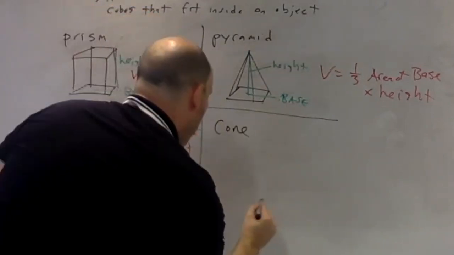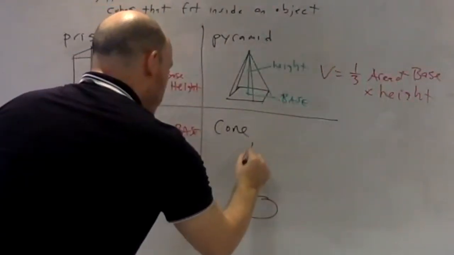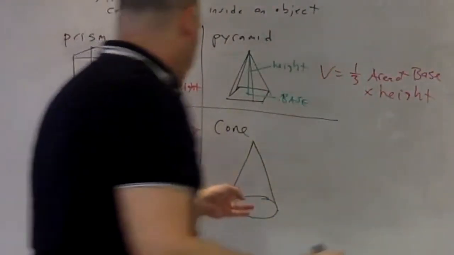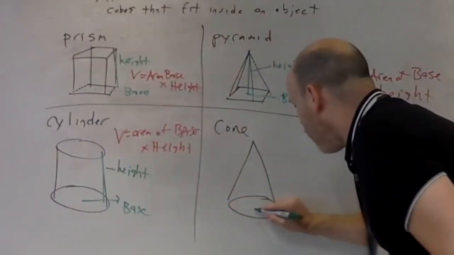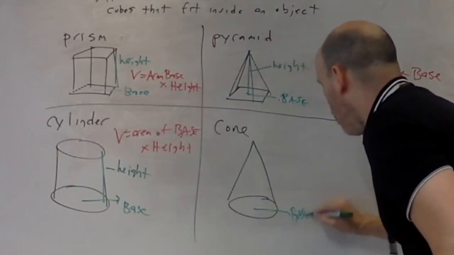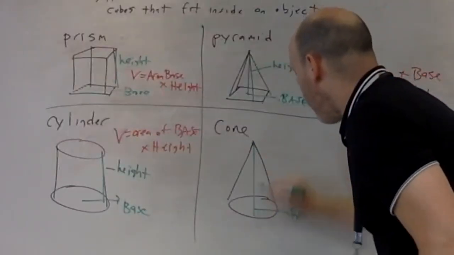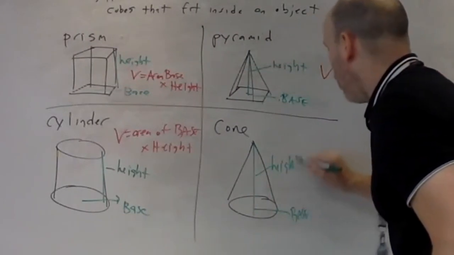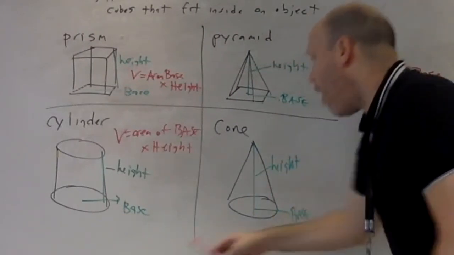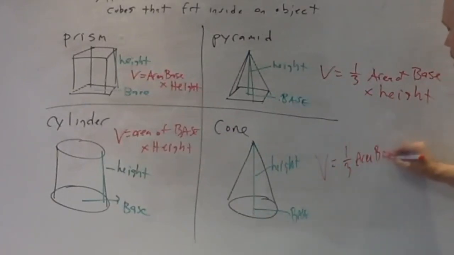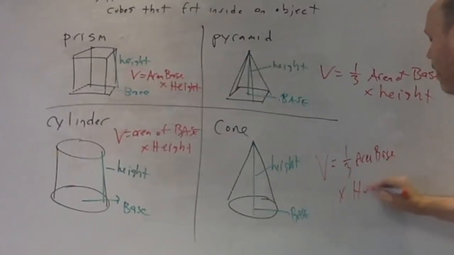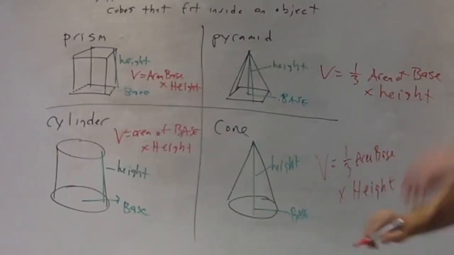Very straightforward. We have a circular base, but this time it goes up to a vertex. Same thing. Let's use the green. We have the base, and we have the height. And what do you think the volume of a cone is? Not a coincidence. 1/3 area of the base times the height. That's it. That's volume.